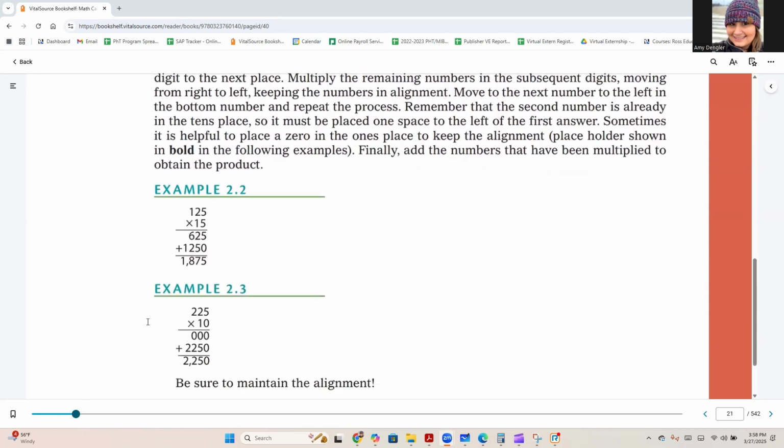All right, so for examples 2.2 and 2.3, all you're doing is taking out your calculator and doing 125 times 15 to get the answer. And then for example 2.3, you're multiplying 225 by 10. If you want to do them by hand, it's already set up for you as an example, so you can definitely do that.